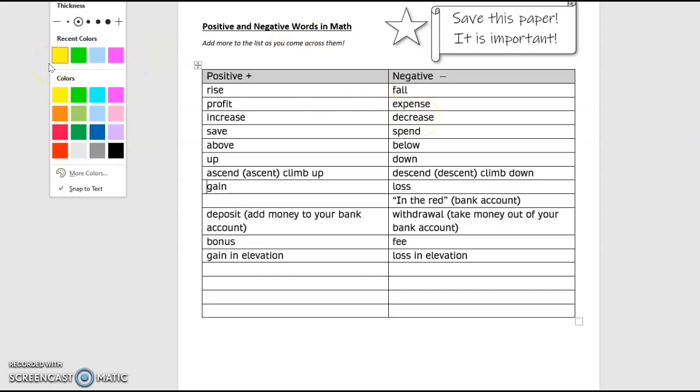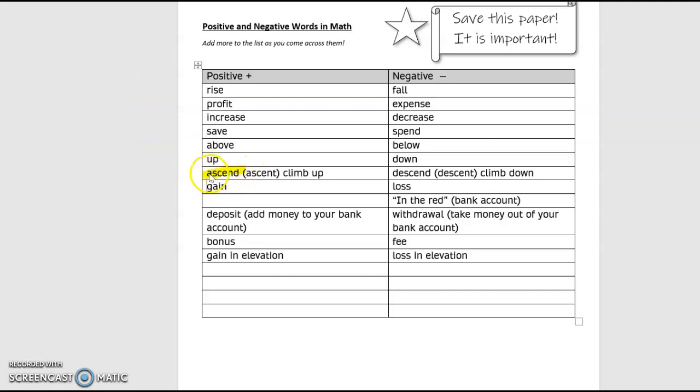Okay, just a couple that some students have had some trouble with over the years is ascend or ascent. That means to climb up. Like, for example, a plane ascended 300 feet. That would represent the plane is increasing altitude 300 feet. And similarly, the opposite would be descend. The plane descended 400 feet. That would be represented by negative 400.